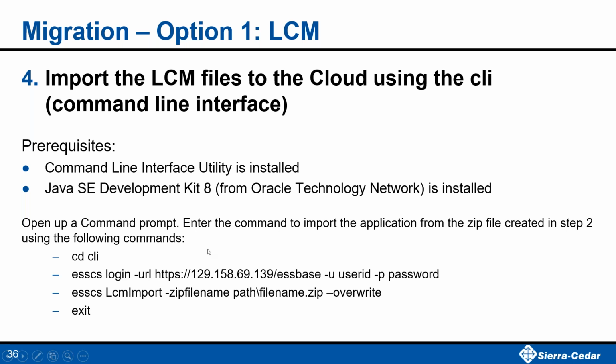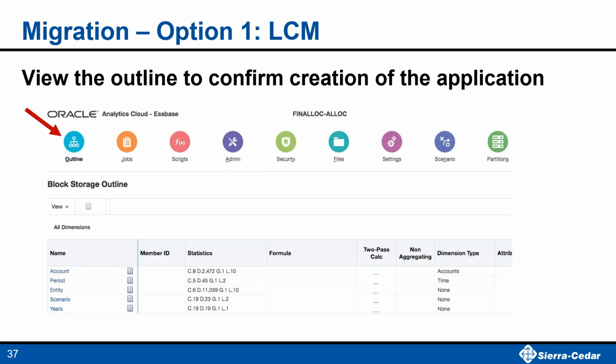Very similar process here: we open up a command prompt, and here's again a sample script to import the application from the zip file that's created. You basically go to the command prompt, change directory to CLI, and then run the command line interface commands to import that cube. Of course, you can override or merge depending on how you exported it and whether you created a shell. You can then just log right into the cloud and view the application from within the cloud.